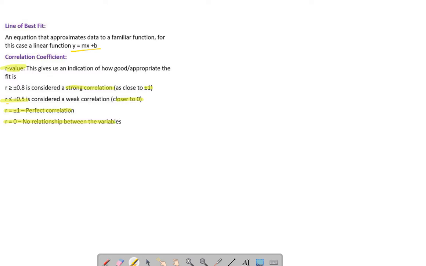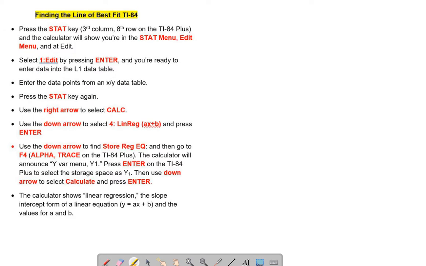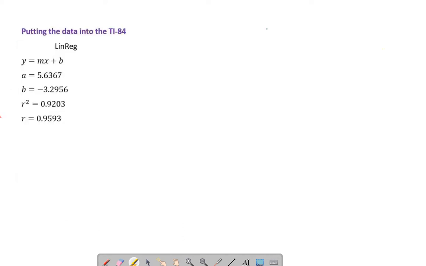I'm going to put up the instructions. Remember, I'm not going to do the TI-84. I'm using screen recording software. You're gonna hit the stat key, go to the edit menu, and enter your data right into the L1 data table. You'll put in the table of points, there's 9 points in all, and then you'll use the right arrow, hit stat again, right arrow to calc, then go down to number 4 for the linear regression. Once you hit calculate and hit enter, it's gonna give you a screen that looks like this. This is all of the information that you need to make your equation.